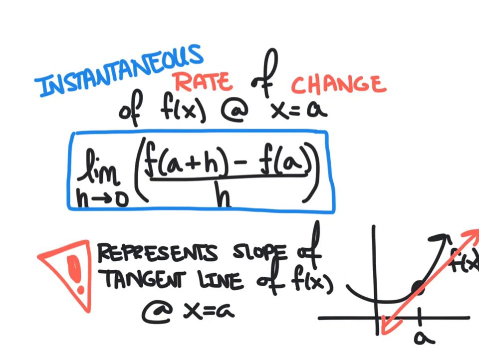This is the function f of x. Let's say you have a function f of x. There's always an x value, x equals a. There's a point on the function at that value, and the line that just grazes the function at x equals a is what we refer to as the tangent line. So the slope of that line is given by this formula right here.